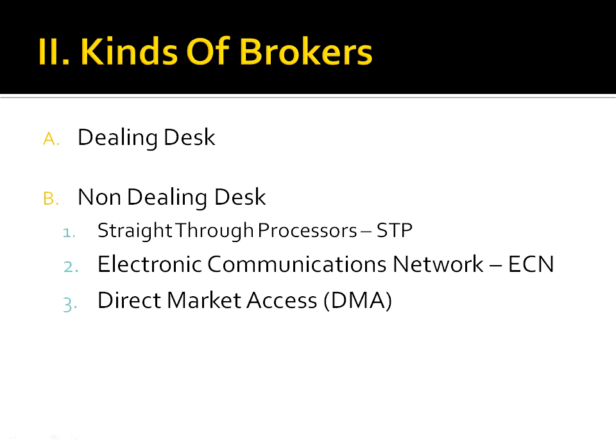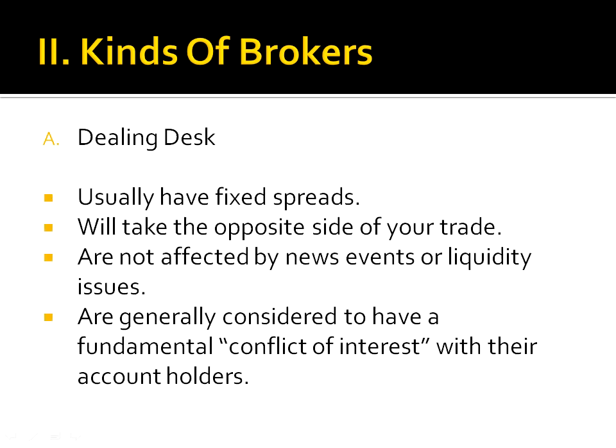There are essentially two kinds of brokers. There's a dealing desk broker and there's a non-dealing desk broker. The non-dealing desk brokers can be broken down into the straight-through processors, or the STP, the Electronic Communications Network, or the ECN, or the direct market access brokers, or the DMA. First, we're going to take a look at the dealing desk broker.